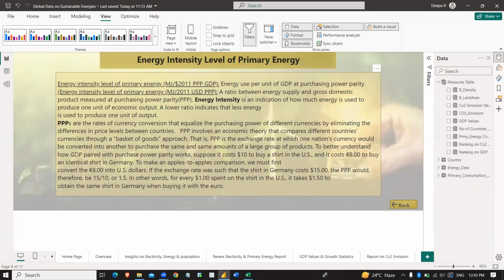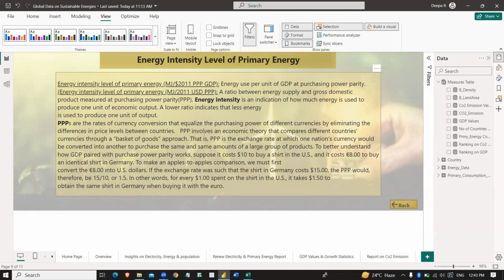Energy intensity is an indication of how much energy is used to produce one unit of economic output. So the ratio should be less. That means we need to use less energy and produce more output. So the ratio should always be less. And what does PPP mean? PPPs are the rates of currency conversion that equalize the purchasing power of different currencies by eliminating the differences in price levels between countries.